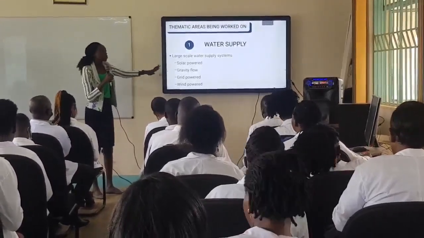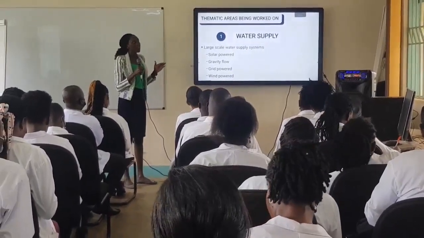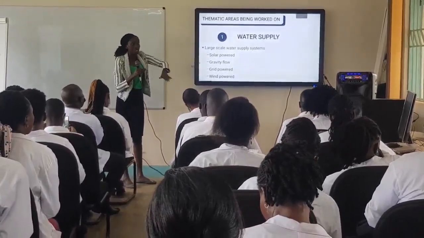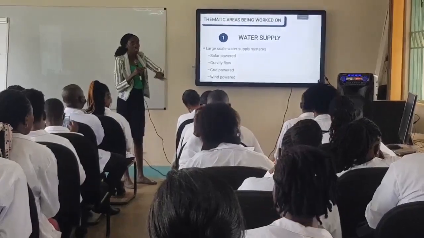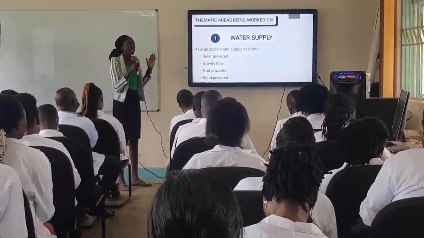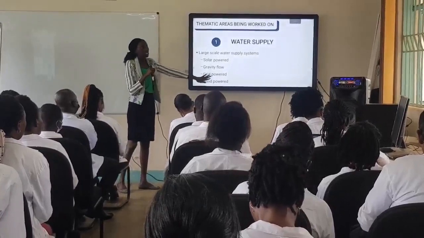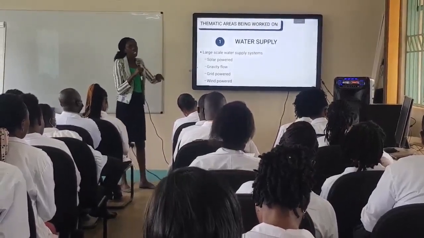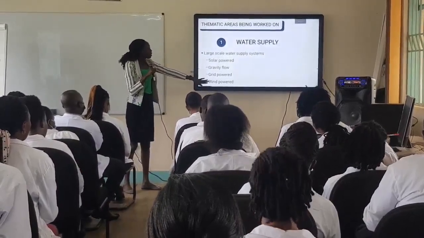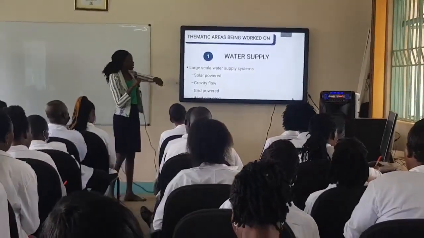Then gravity flow. For the gravity flow, what we do is we create a slope. Maybe the tank is placed at a higher gradient, so that the person receiving the water, the point of use, is down slope, so that you don't require any kind of energy to draw the water. Then we have grid powered. This is electricity, the hydropower electricity that everyone knows. Then wind powered. For the wind powered, that means the system has a windmill attached to it that runs it.